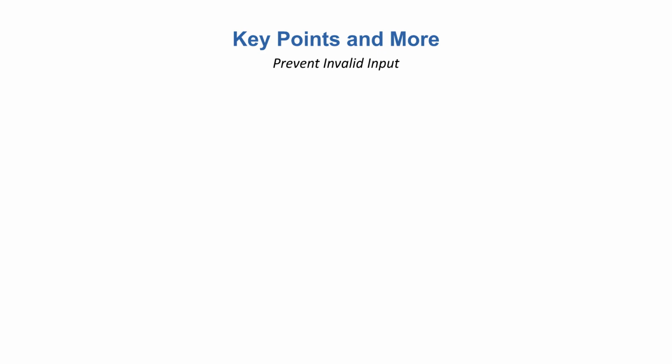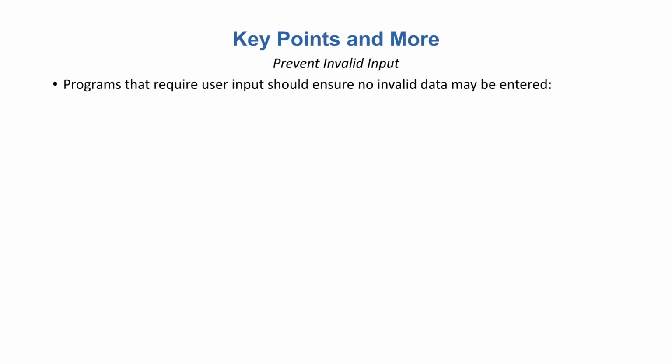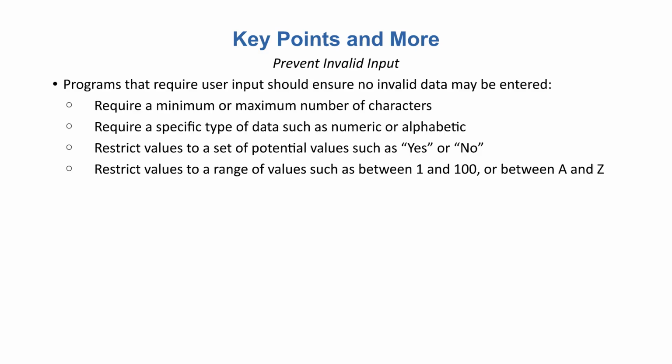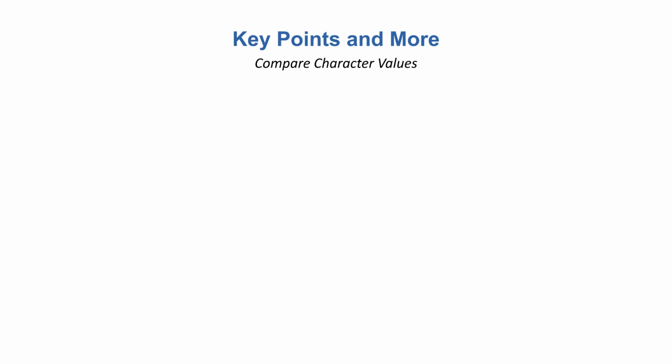Key points and more. Prevent invalid input. When you write programs that require user input, you should make sure that no invalid data may be entered. For example, require a minimum or maximum number of characters. Require a specific type of data, such as numeric or alphabetic. Restrict allowed data to be from a set of potential values, such as yes or no. Restrict allowed values to be from a specific range of values, such as between 1 and 100 or between A and Z.